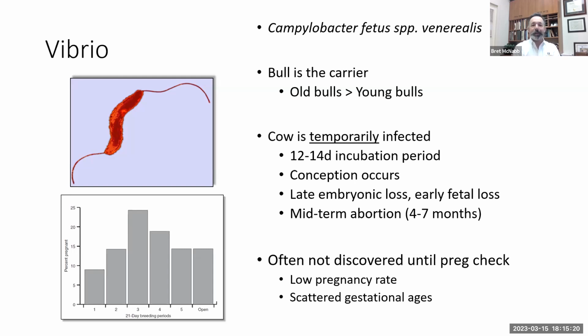meaning they might have conceived, lost the pregnancy, but then had some immunity because she's now mounted an immune response to the bacteria. So she breeds back to that same bull, has the same exposure, but now her immune system can fight it off and the pregnancy sticks and carries to term. So if you're seeing a really wide distribution of pregnancy ages or a really wide distribution of calving dates, this might be something to consider.